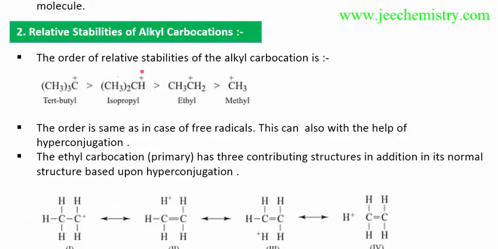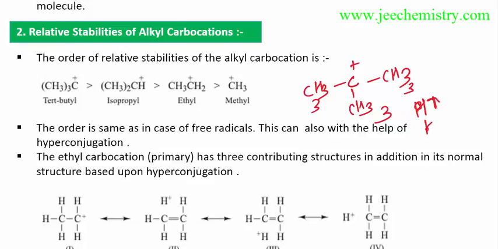Now, in the relative stability of carbocations, as the hydrogens on the alpha carbon increase, the stability of the carbocation increases. This carbocation has 3 methyl groups. This is a 1 methyl group, 2 methyl groups, 3 methyl groups. These 3 methyl groups have 3 hydrogens, 3 hydrogens, 3 hydrogens, total 9 hydrogens. So as the hydrogens increase, hyperconjugating structures increase, and stability increases. So this is 9, 6, 3, and no hydrogens. As the hydrogens increase, stability increases.